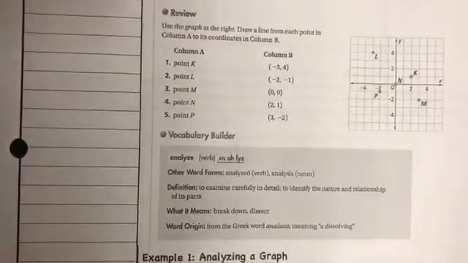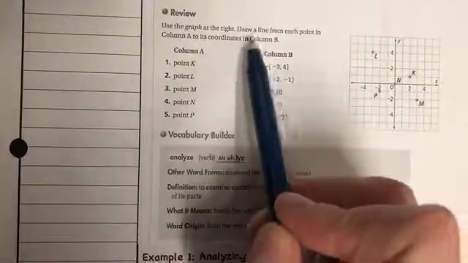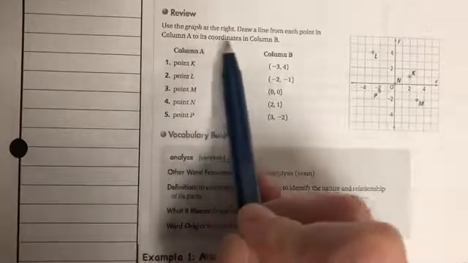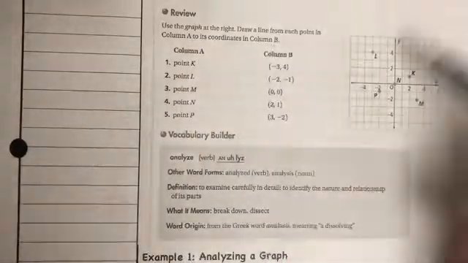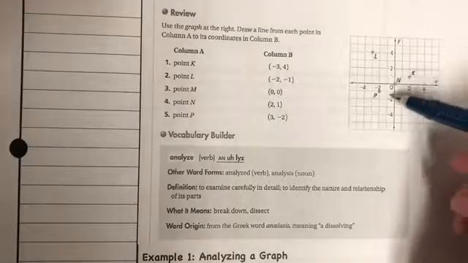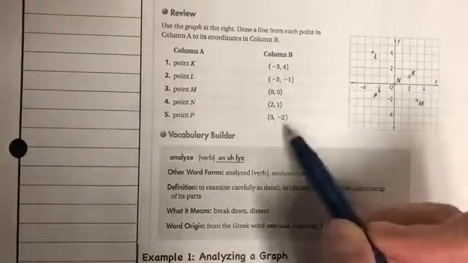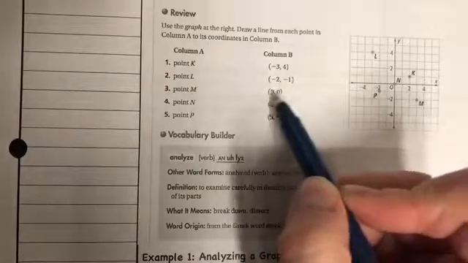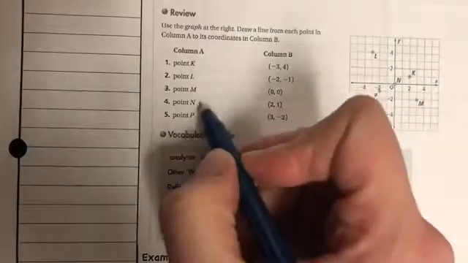So as a quick review, we're going to use the graph to the right to draw a line from each point in column A to the coordinates in column B. What we're really looking at is our x values and our y values. I noticed that N is on my origin, so I know that that's 0, 0. So I'm going to go ahead and match this 0, 0 to N.